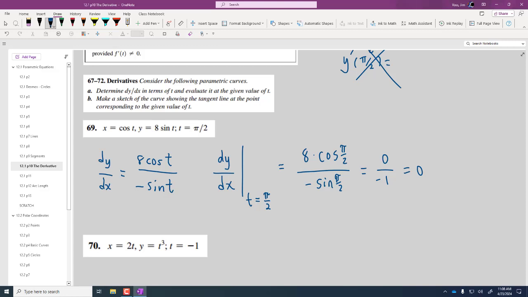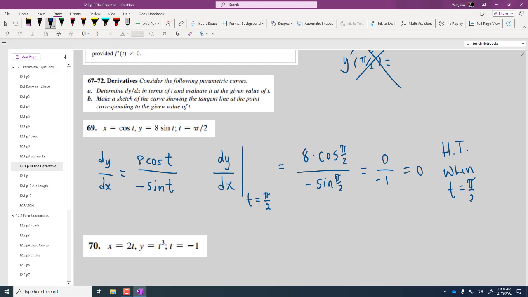So what does that mean? If the slope is 0, what kind of tangent line do we have? Horizontal tangent line. So this tells us at pi over 2, we have a horizontal tangent line. Then we would go to the parametric curve and figure out, well, where are we at pi over 2? We'd have to go back to the parametric equation. So if we wanted to interpret this, we have a horizontal tangent when t is equal to pi over 2.